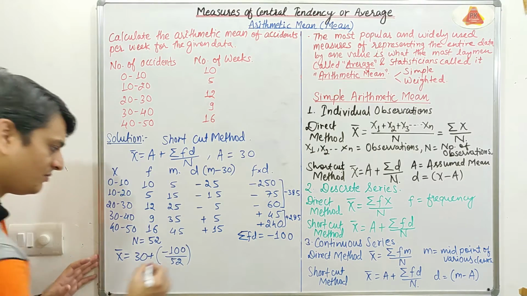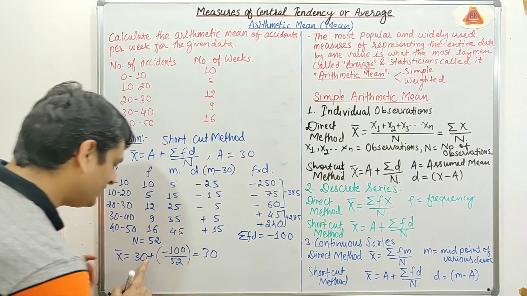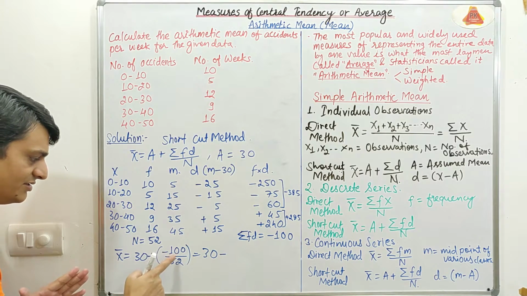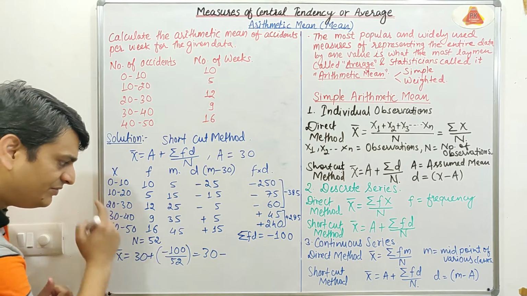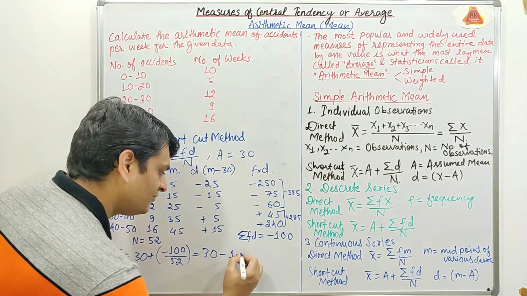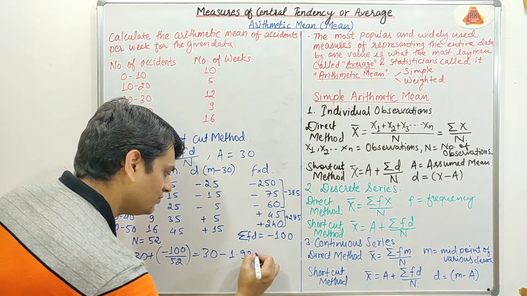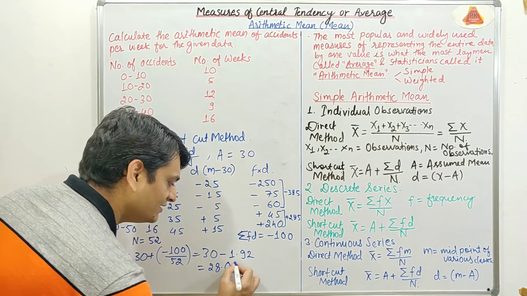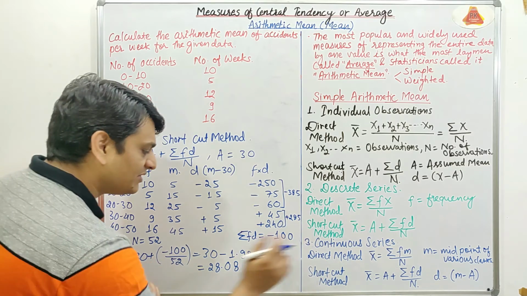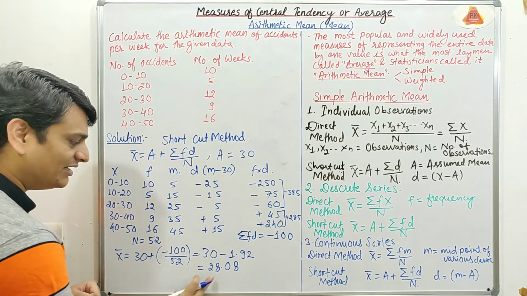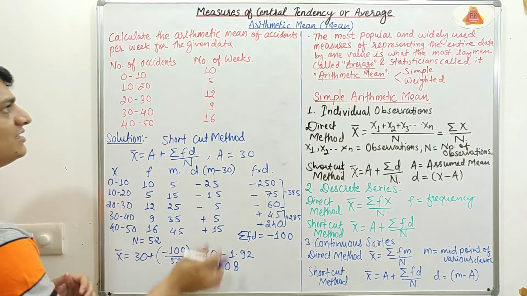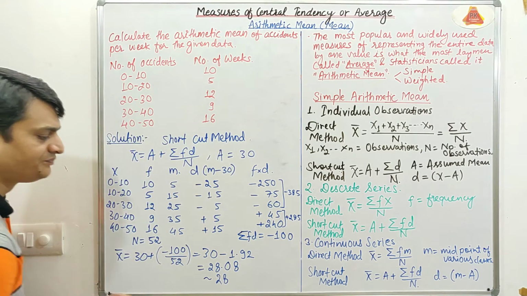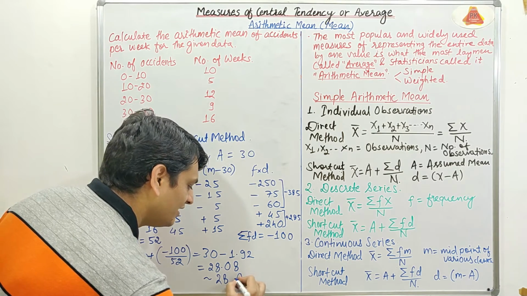So it will be 30, and here it is plus, and this is minus. So minus 100 divided by 52 will be 1.92. And after solving this we will get 28.08. In the direct method also we got the same result, that is 28.08. This is the arithmetic mean. It will be approximately 28, and this will be our answer.